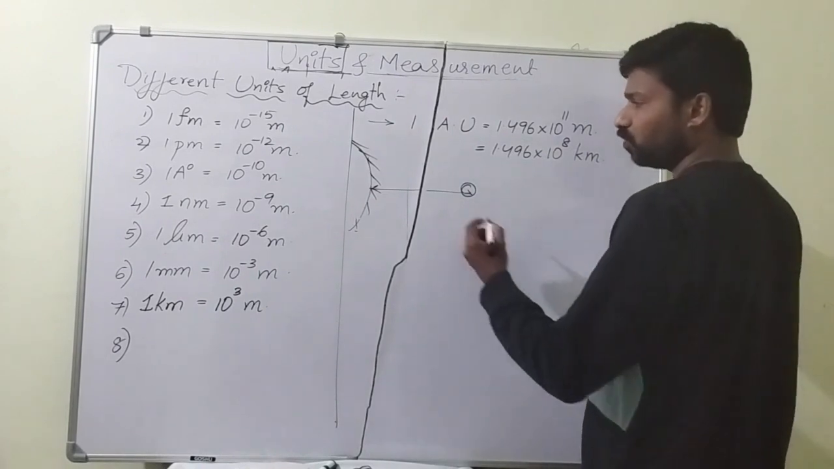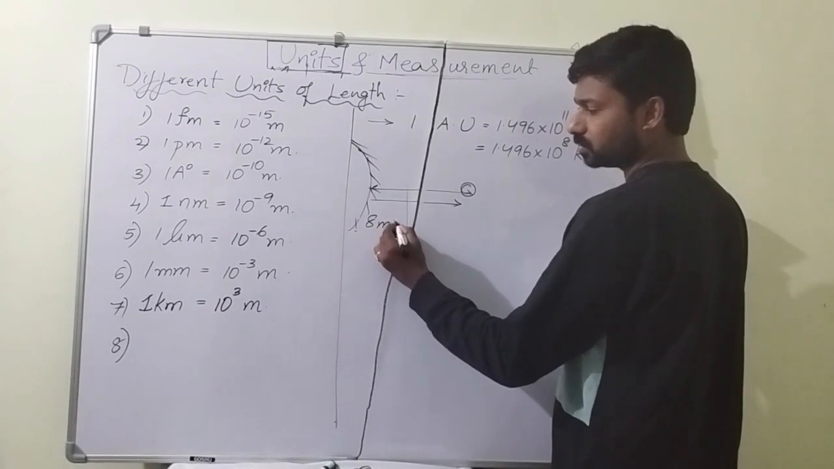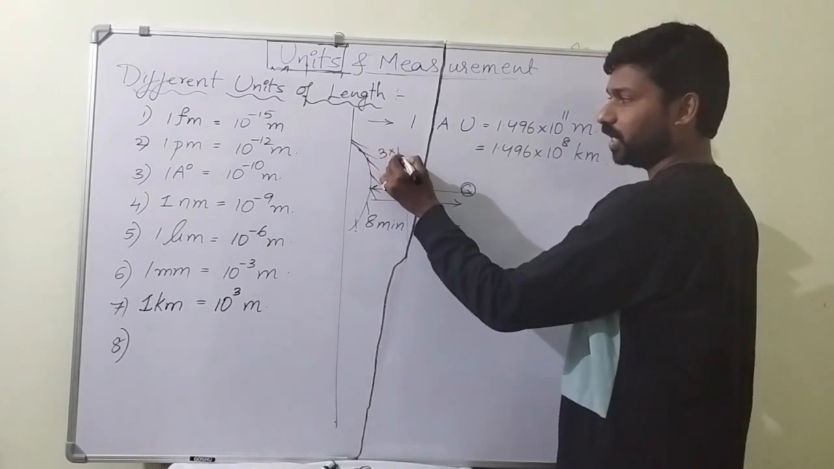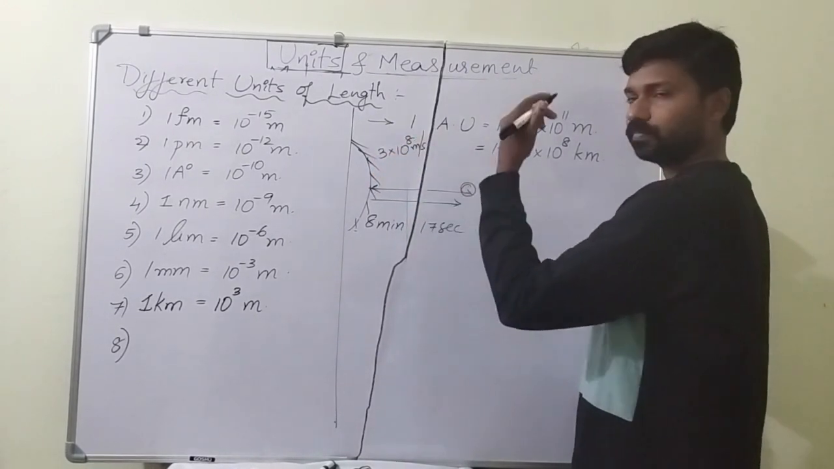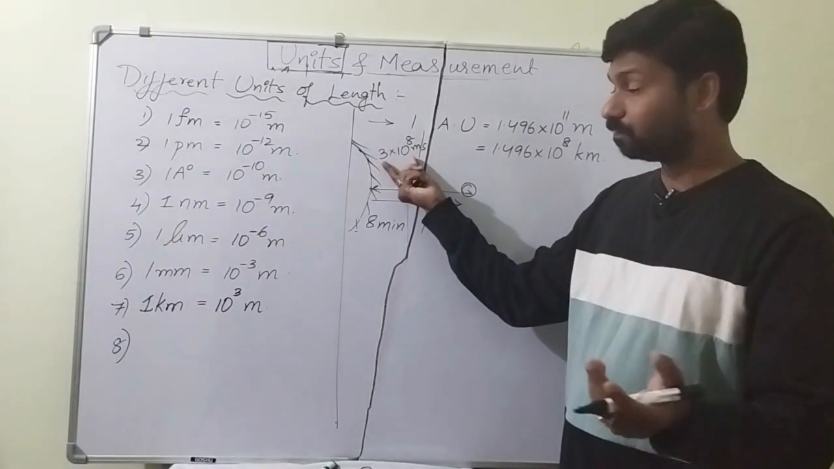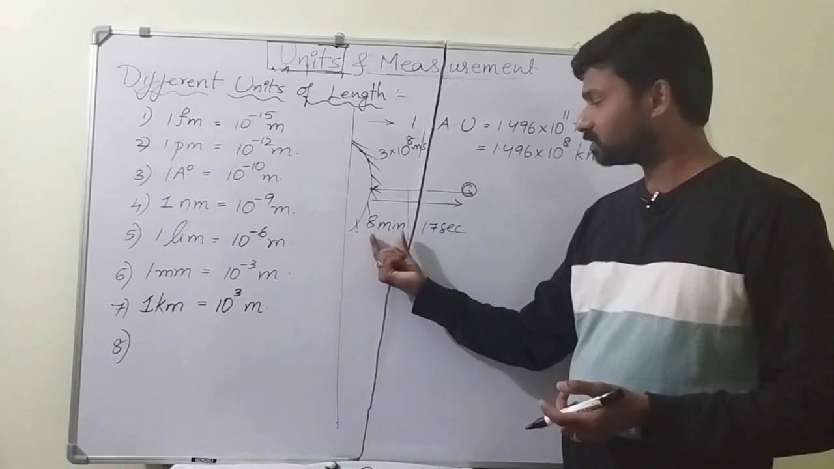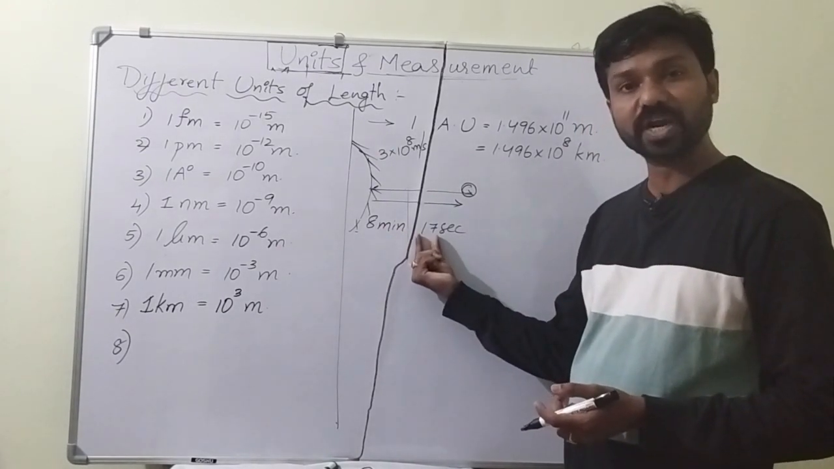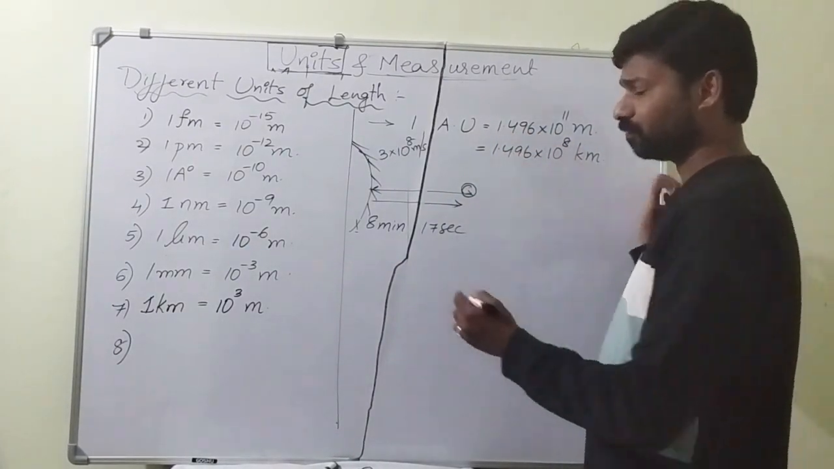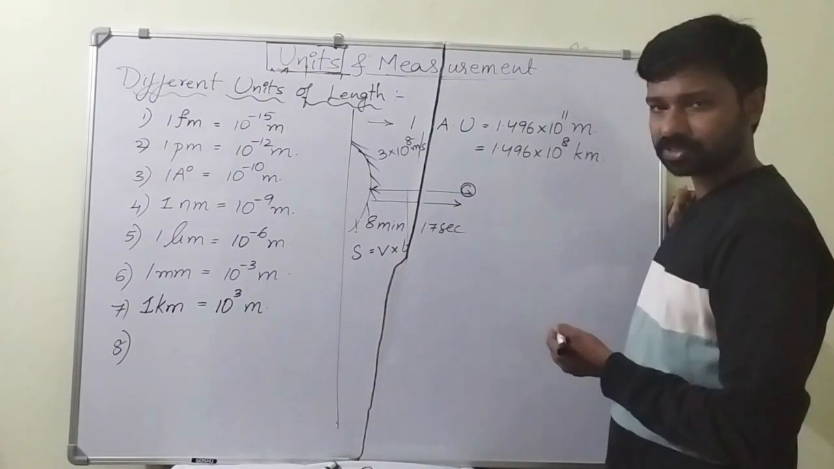From Sun to Earth, for light to travel, it will take 8 minutes 17 seconds. And you already know that light travels at a speed of 3 × 10^8 meter per second. For every 1 second, the speed of light is 3 × 10^8 meter. Like that, 8 minutes 17 seconds: 8 minutes means 480 seconds plus 17, so it will be equal to 497. Into 3, if you do, you will get somewhere near this value. Because distance is equal to speed into time, right? So that is about astronomical unit.